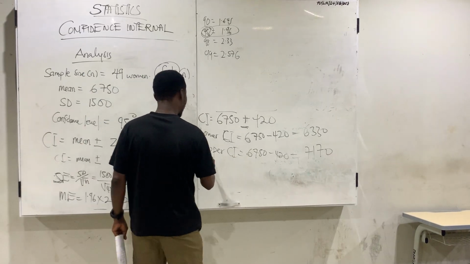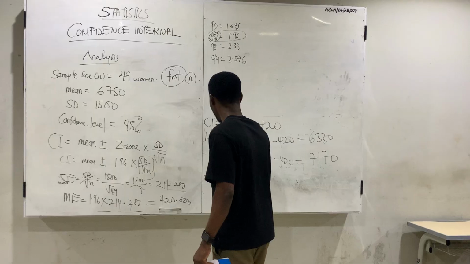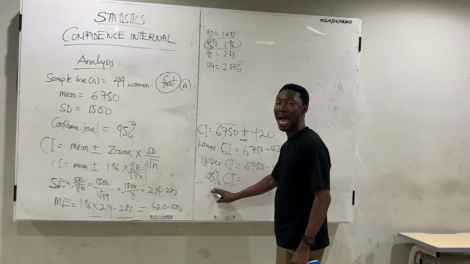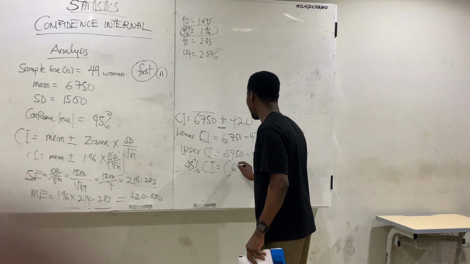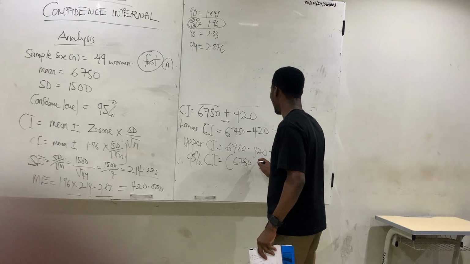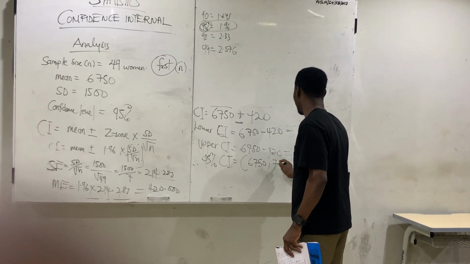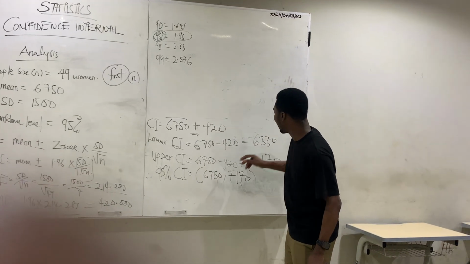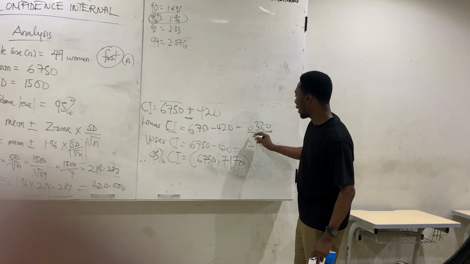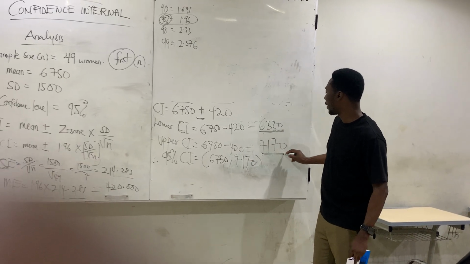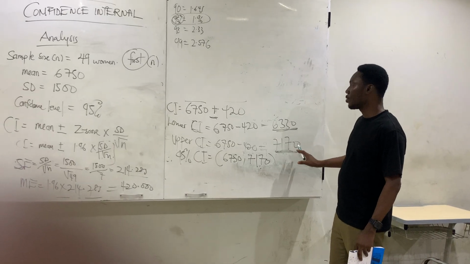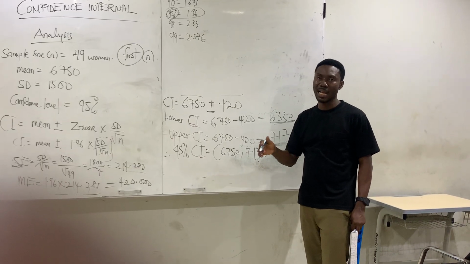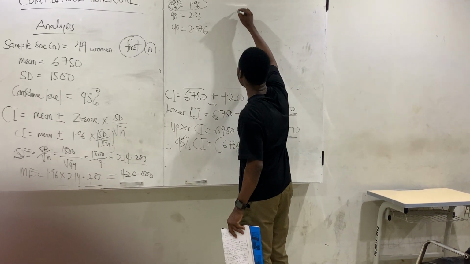When you get to that, you write, therefore, 95% confidence interval, 95% CI is equal to, in brackets, 6330, comma, 7170. So you see, in the bracket we have the answer for the lower CI, and then the second part is the answer for the upper CI. Now when you get over here, you are not done. In fact, in confidence interval calculation, the most important aspect is what we call the interpretation.